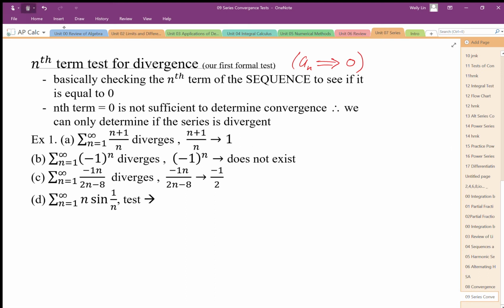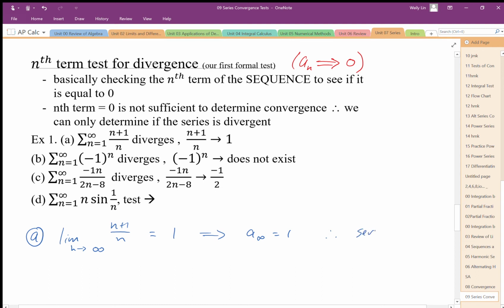So for A, I could just show that the limit as n goes to infinity of (n+1)/n is equal to 1. That means that a_infinity equals 1, therefore the series cannot converge. So this is all this is. The nth term test for divergence is just testing the last term of the sequence.